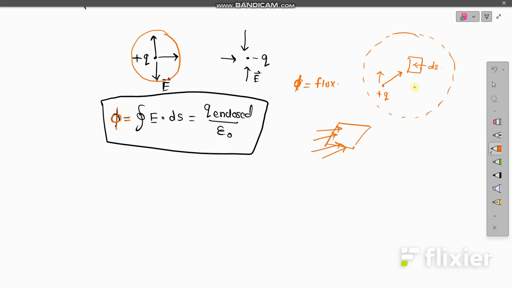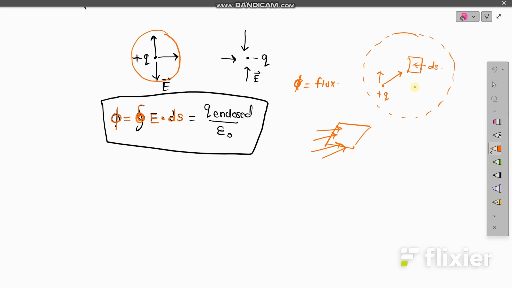But it is also given as flux is equal to closed integral of the dot or scalar product of two vectors. One is the electric field and the other is ds. Now this is the closed integral, a closed surface. We are talking about a closed surface. The circle that we have assumed here is nothing but a Gaussian surface.